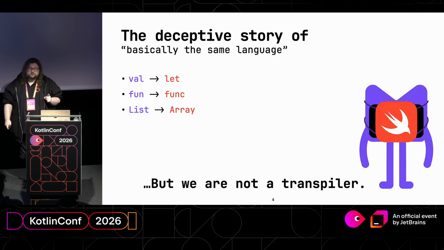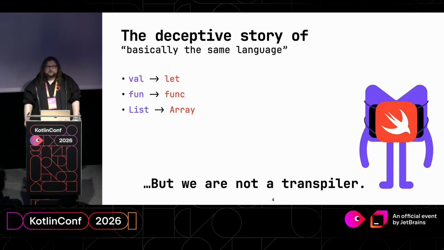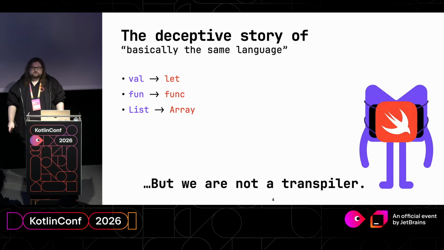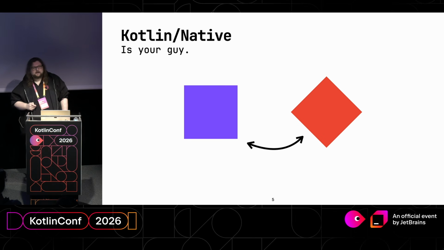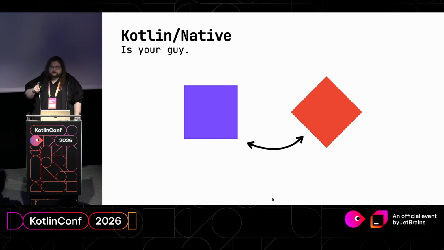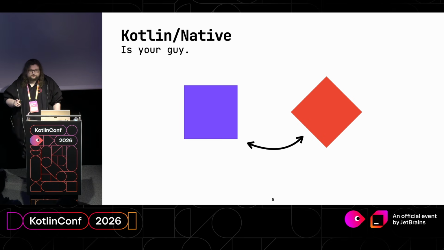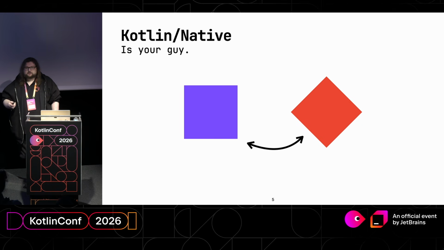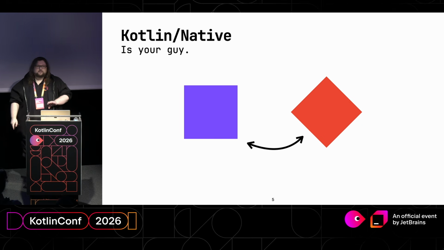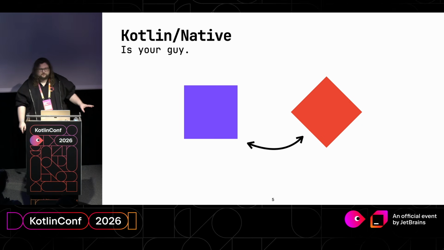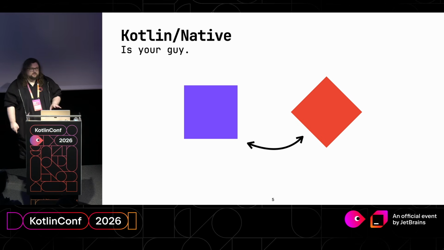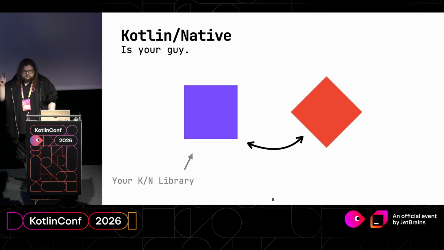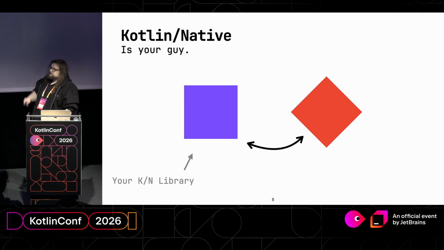First point is, we are not a transpiler. We are not converting any code. We don't have any code. We're actually a bridge technology. What does it mean? You see, we take all your Kotlin code and we compile it normally with Kotlin Native as a Kotlin Native library. We leverage all the work the guys do there for us, all the compiler optimizations, everything. That's really nice. Yep, that's that purple square.